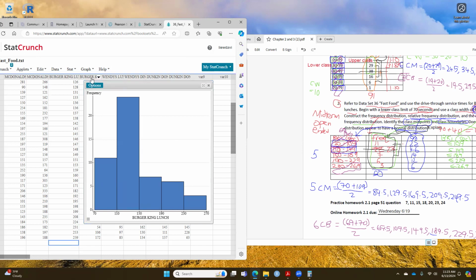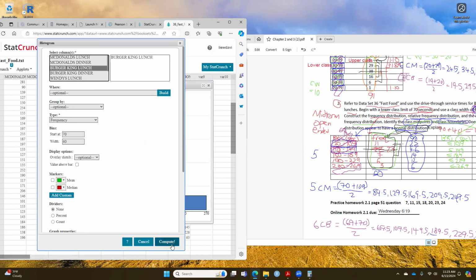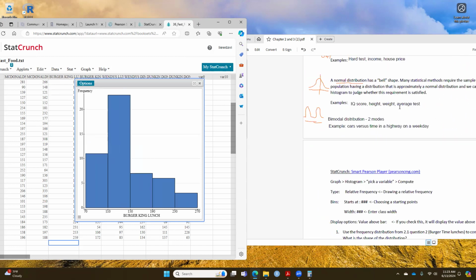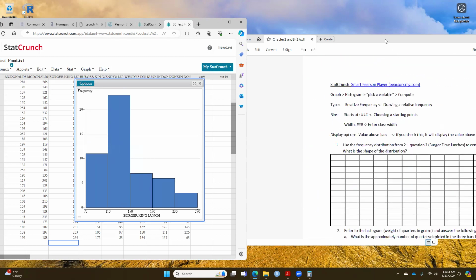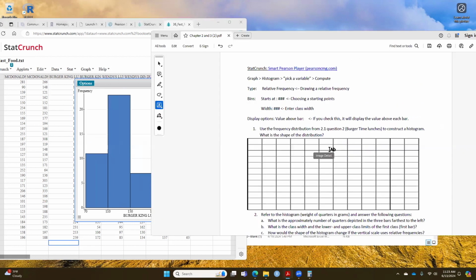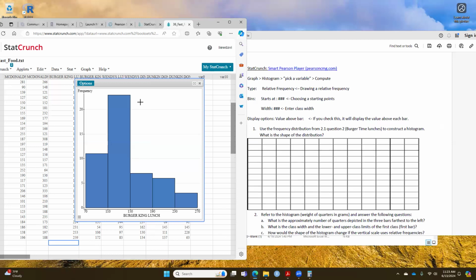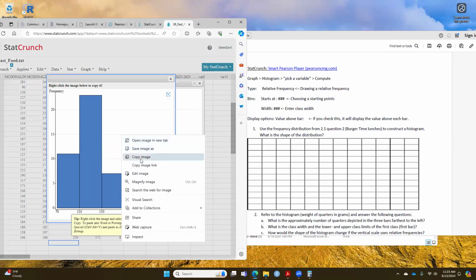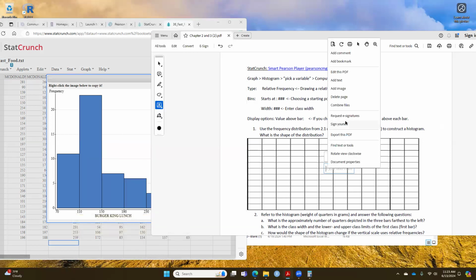Right, I'm going to delete this and recall it to draw this graph. So this is actually for question number 1. Question number 1 is asking us to use the frequency distribution from 2.1 Burger King lunch to construct a histogram. So this is the histogram. Now, I will show you the quite easy way. You can actually copy and paste this. So I'm going to copy this whole thing and paste it. Copy image, paste image.